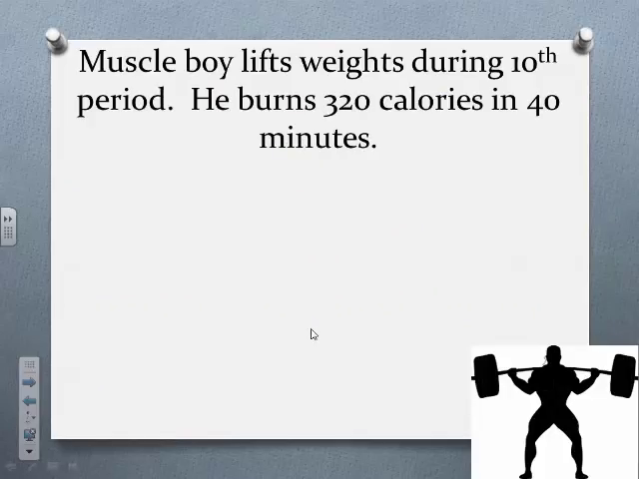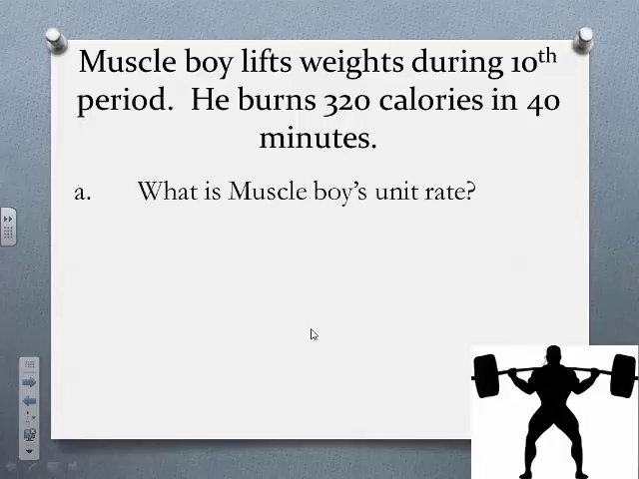And one for you to try here. This says Muscle Boy lifts weights during 10th period. He burns 320 calories in 40 minutes. Well, we really don't care about calories in 40 minutes. We care about calories in 1 minute. So this math here should be pretty simple, I hope.